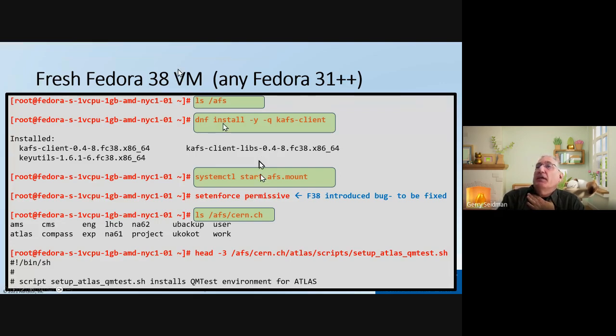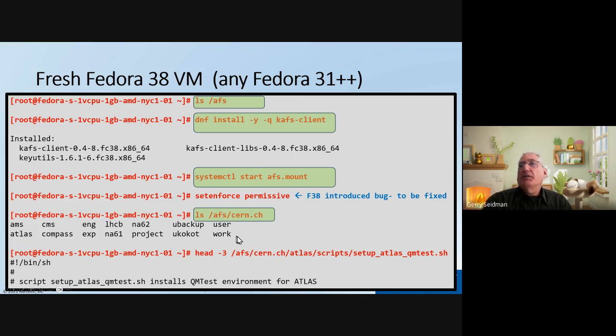You just start the afs.mount service, and there's a bug in Fedora 38 where you have to set enforce permissive. You don't in Fedora 37, and you won't in Fedora 39, and hopefully not much longer in Fedora 38. And then just make believe you're an astrophysicist or a high energy physicist, and just look at files at CERN. ls /afs/cern.ch, and lo and behold, it works.